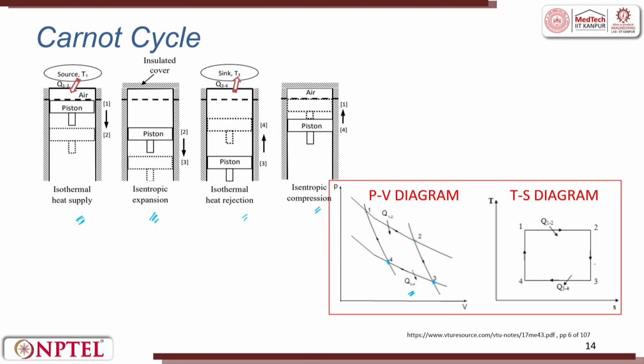The TS diagram for the entire system is drawn here. T is constant from 1 to 2 and from 3 to 4. From 1 to 2 there is a constant temperature and the entropy changes. From 2 to 3 there is no entropy change, but the temperature drops drastically. From 3 to 4 there is a constant temperature and heat is rejected, and 4 to 1 is the isentropic compression, wherein the entropy is the same.